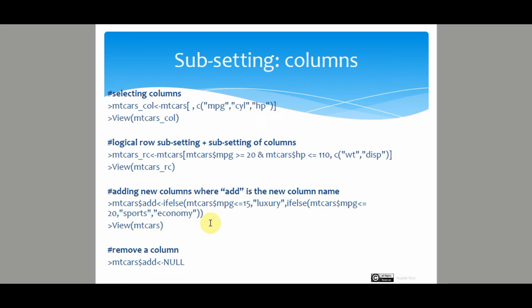You can add if and else again if you have any criteria, and if you want to have only 2 results, either sports or economy, then remove this code. mpg greater than or equal to 15. To remove a column, just assign NULL to the new column.